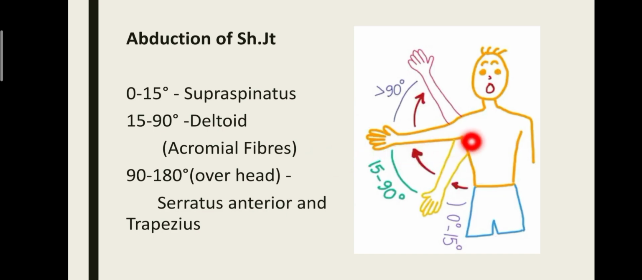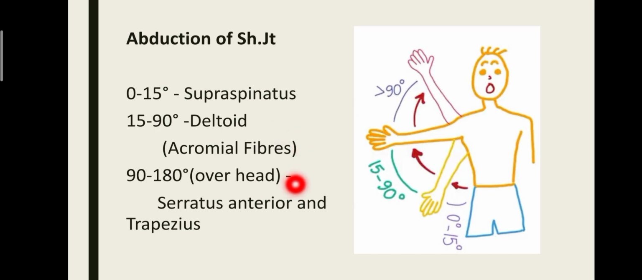Abduction occurs at three ranges. Okay, the first range is your initiation of abduction, and that is your 0 to 15 degree abduction movement, next is your 15 to 90 degree abduction movement, and the third one is your overhead abduction, which is 90 to 180 degrees. Okay, so the muscle responsible for 0 to 15 degree movement is your supraspinatus, and for 15 to 90 degrees is your acromion fibers of the deltoid muscle.